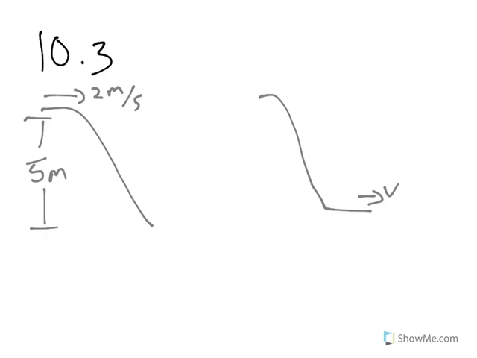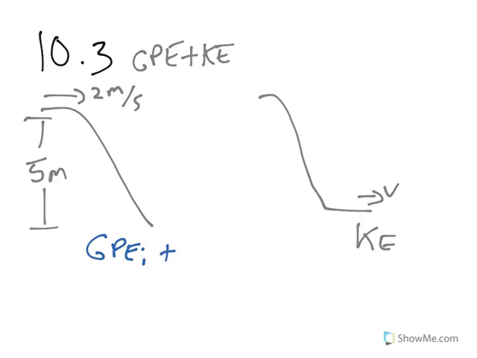So what type of energy does she have? Here she has kinetic energy. Here she has both gravitational potential energy and kinetic energy. So what you're going to have to do is set these two things equal to each other. So gravitational potential energy initial plus kinetic energy initial should equal kinetic energy final.